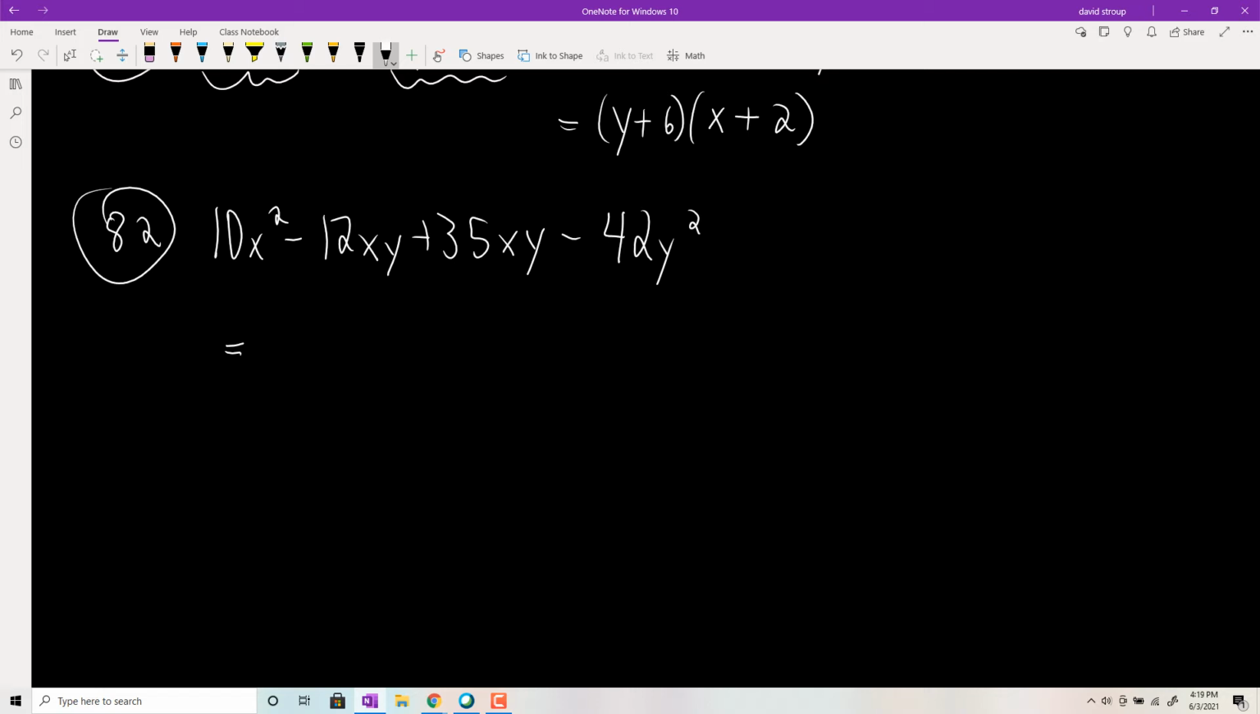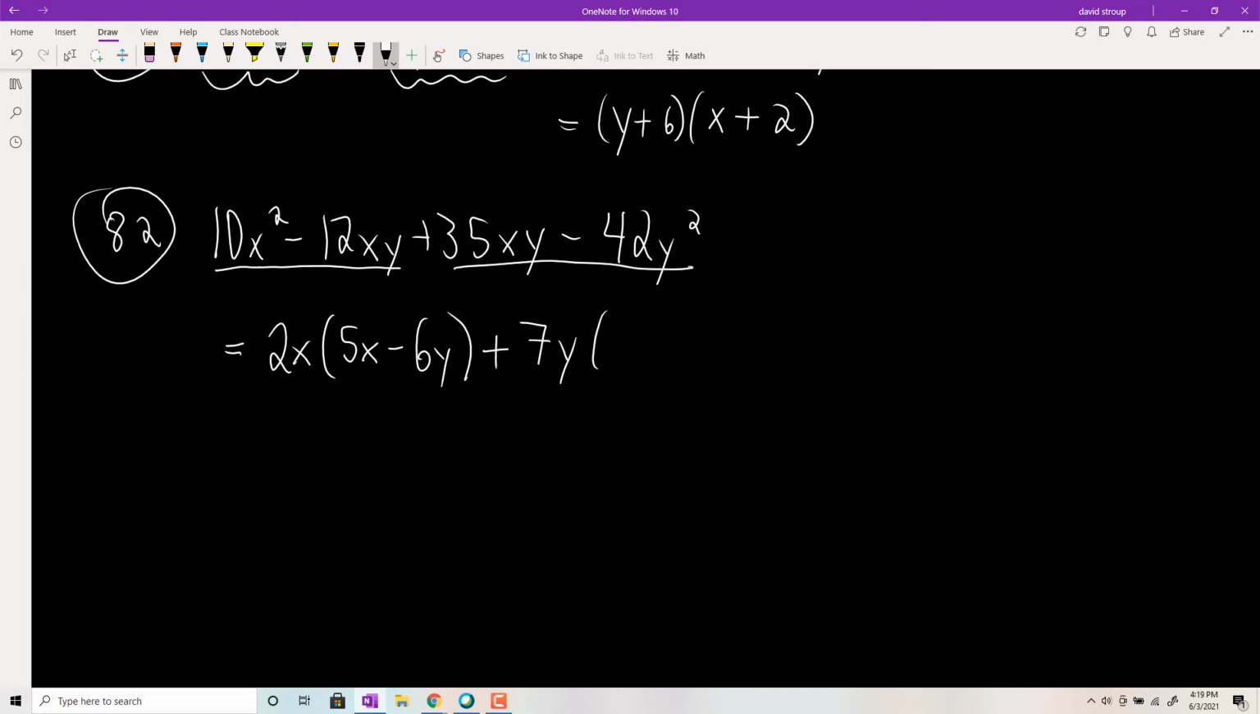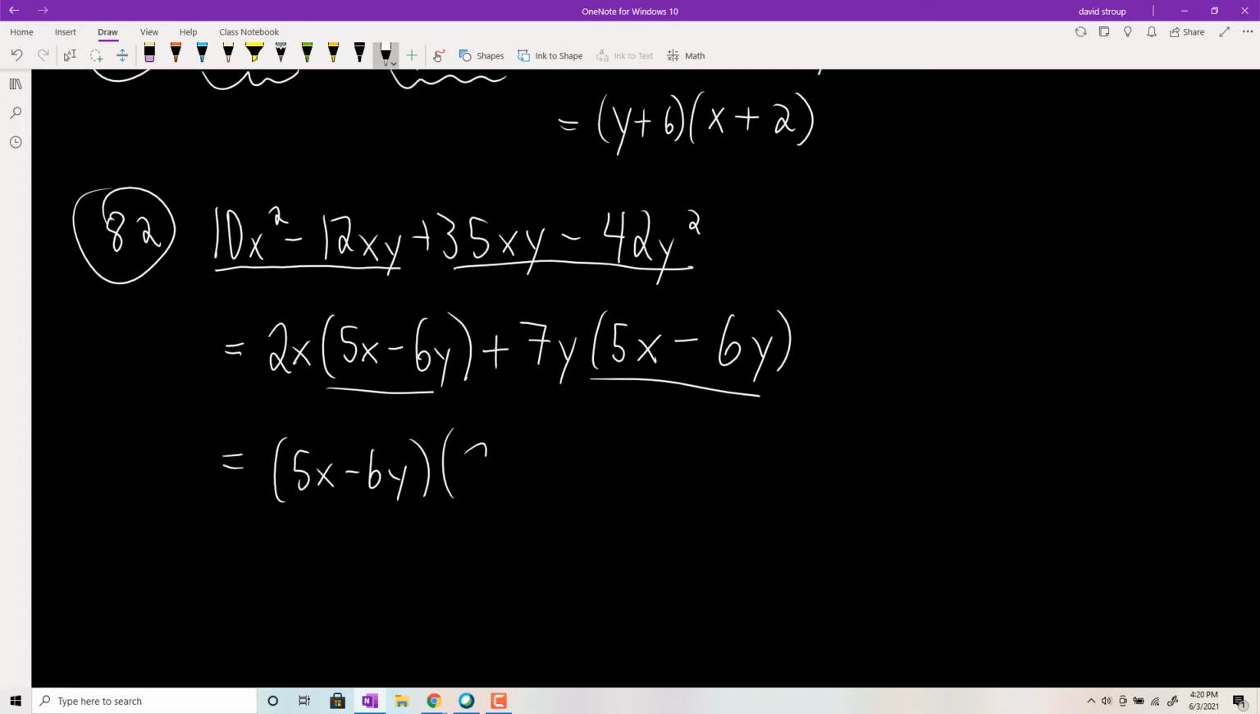Okay, so I think we can safely do grouping again. In the first two terms, we can factor out a 2 and an x. We're left with 5x minus 6y. In the next two, we could factor out a 7 and a y. We're left with 5x minus 6y. And there you see the common binomial we could factor out of both. So you get 5x minus 6y, and then the leftover parts, 2x plus 7y.